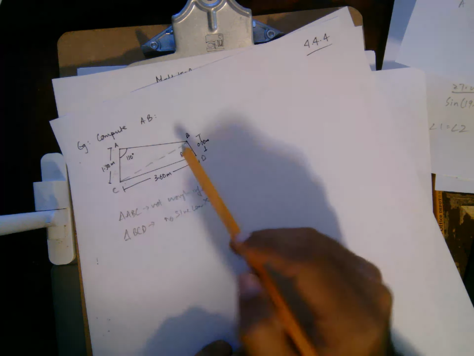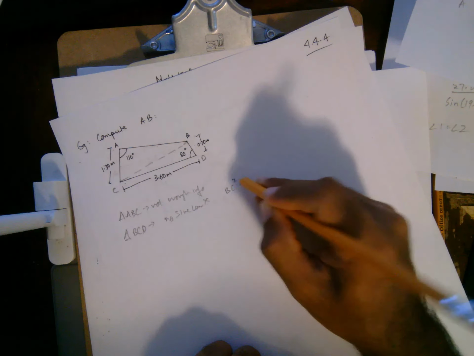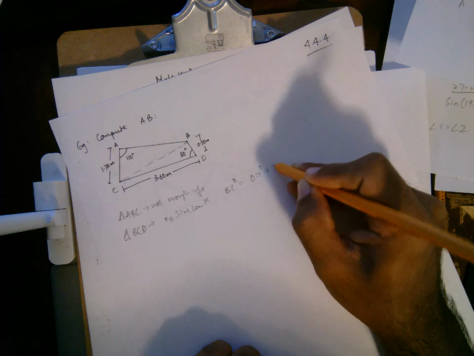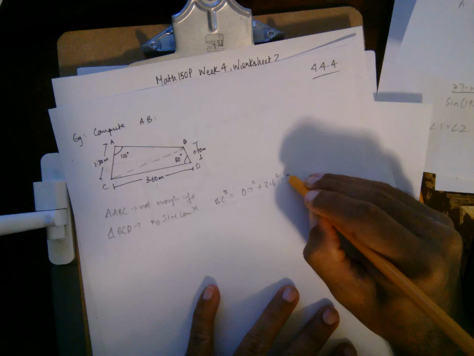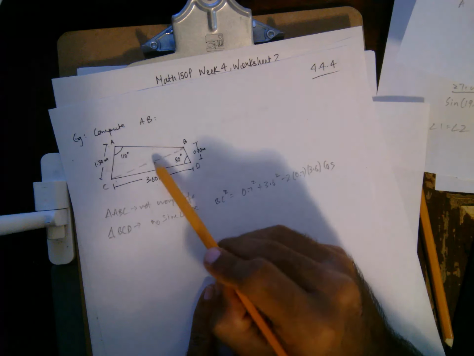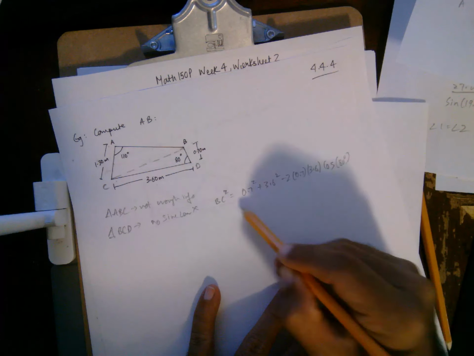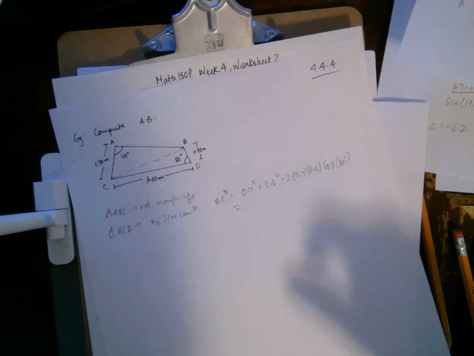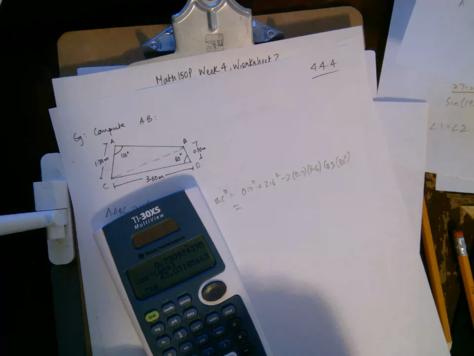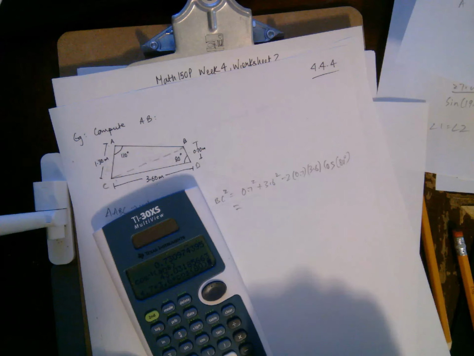What I can use is cosine law, right? BC squared then is the other two sides, so 0.7 squared plus 3.6 squared, minus 2 times 0.7 times 3.6, cosine of the angle opposite BC. And I know that angle is 80 degrees. Okay, I go on to my calculator: 0.7 squared plus 3.6 squared, subtract 2 times 0.7 times 3.6 times cosine of 80.